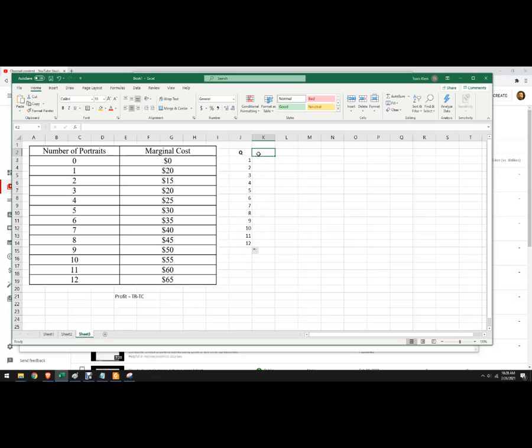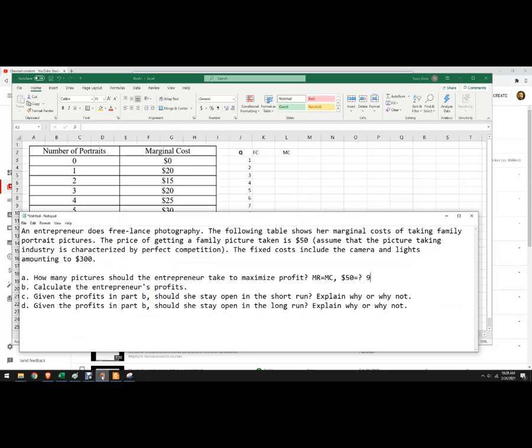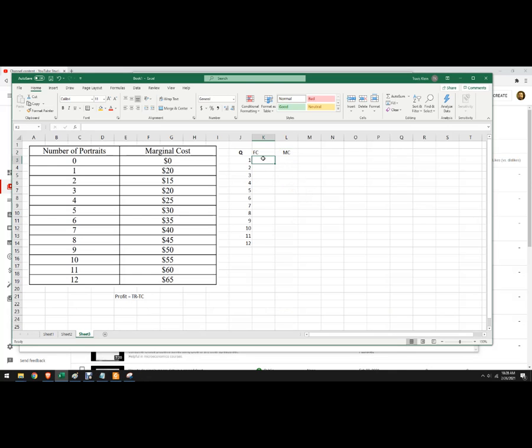And then we know the marginal cost, and actually we know the fixed cost too. So we've got the fixed cost here. The fixed cost we're told in the problem is 300. So we'll just copy that all the way down. Marginal costs here are going to be 20, 15, 20, 25, 30, 35, 40, 45, 50, 55, 60, and 65.